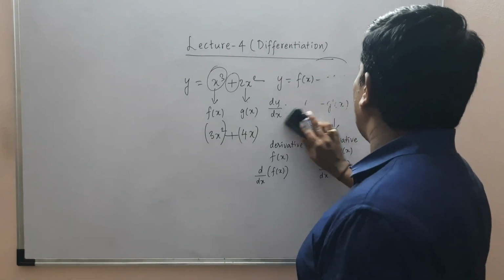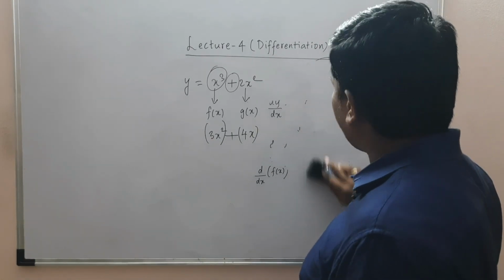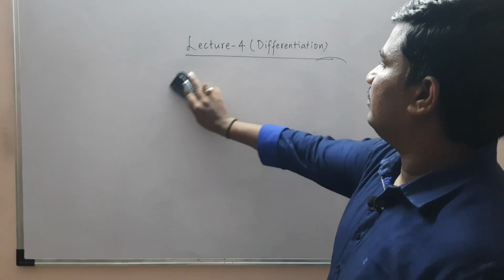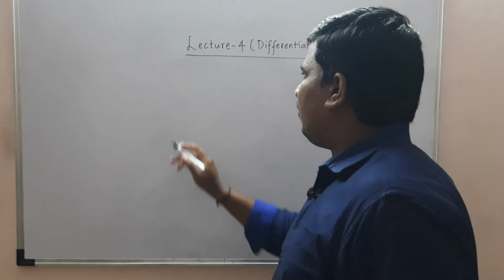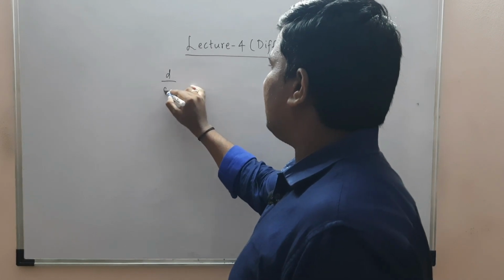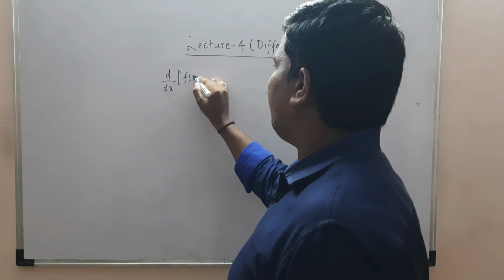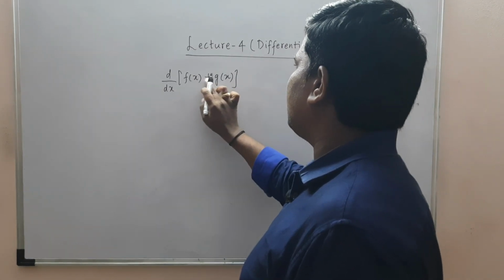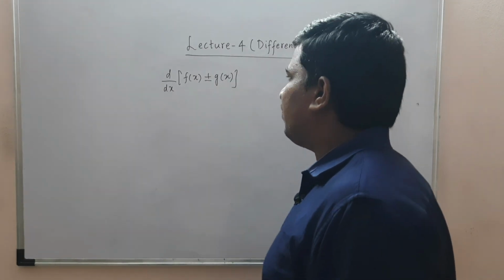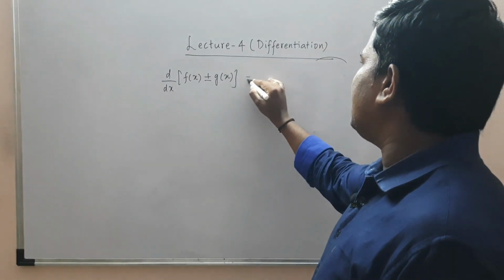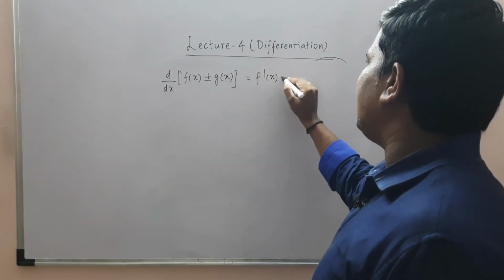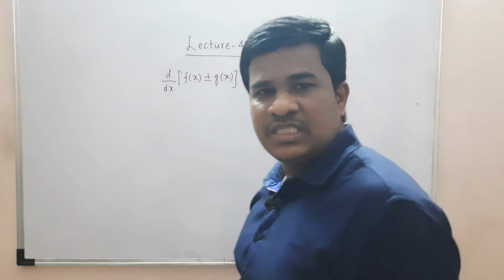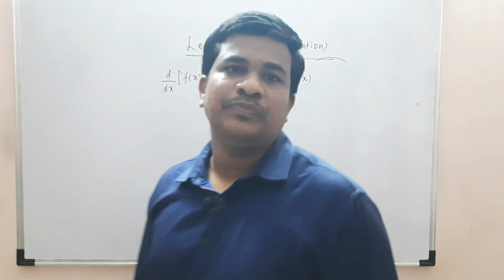So now what I am trying to conclude here is, you have d by dx of f of x plus or minus g of x. So both I am considering d by dx of f of x plus or minus g of x. So this is f dash x plus or minus g dash x. So this is what I am trying to tell you.